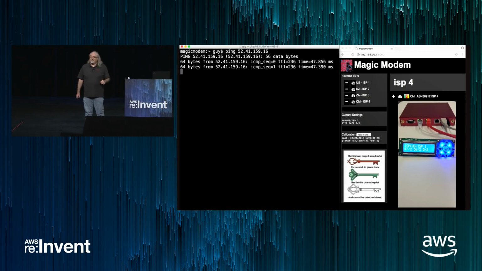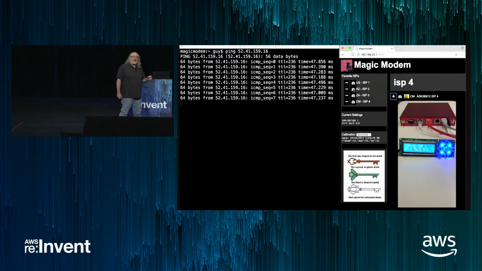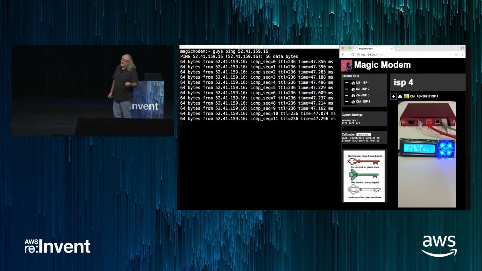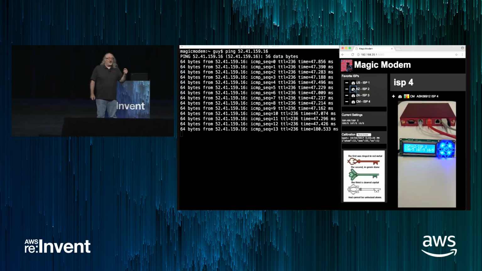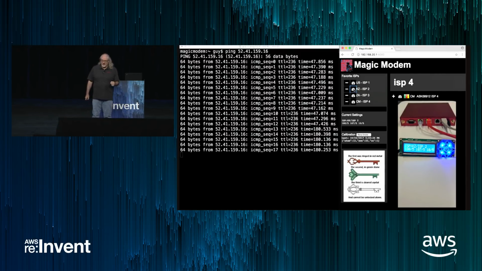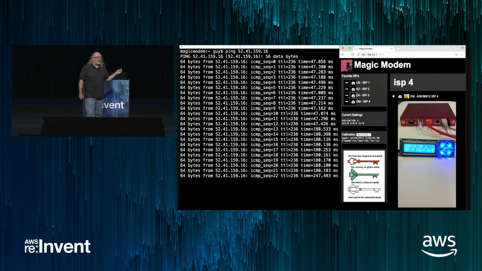Over on the right-hand side of the screen, you see the Magic Modem, and on the left-hand side of the screen, you see a terminal from a device connected behind the Magic Modem. As we select ISP profiles 1 through 4, you'll see that traffic pattern actually changes. So now if I access the service or hook up a device, I can experience the network from all around the world. And it's rather important.